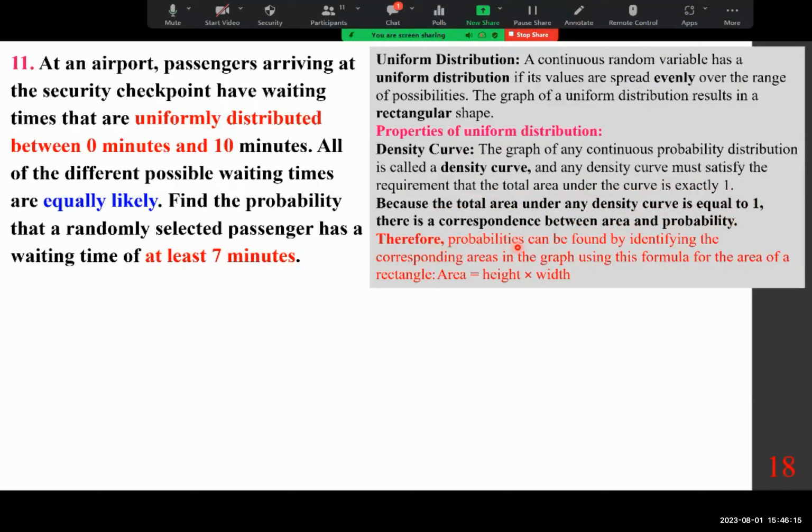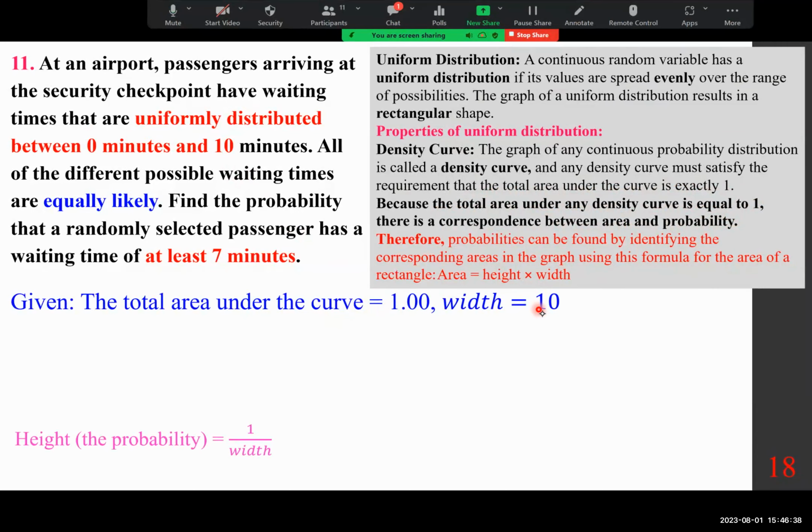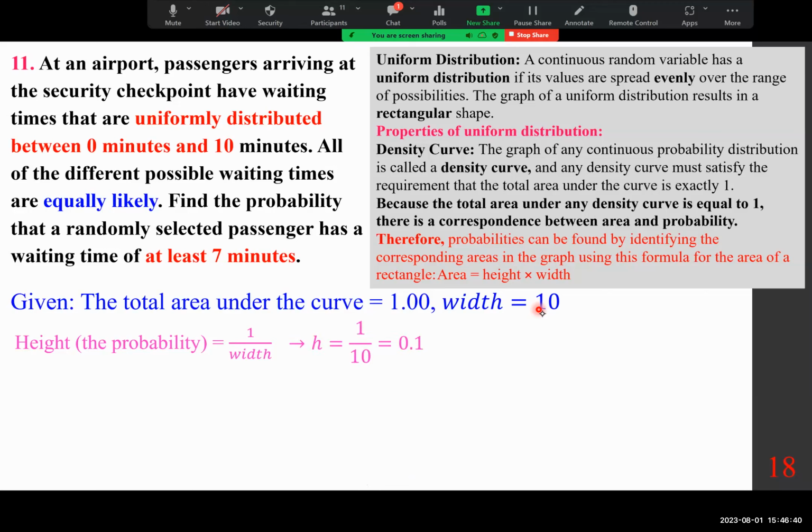Therefore, probabilities can be found by identifying the corresponding areas in the graph using this formula for the area of a rectangle. Area is height times the width. So what is given? The total area is 1, and we know the width is 10 minus 0, or 10. So the height must be 1 over 10, which is 0.1, because their product, 10 times what number, is 1? The total area is 1, right? 10 times 0.1, or 1 over 10.